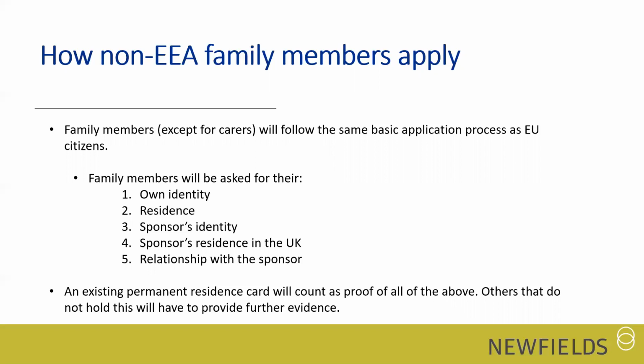Those with a permanent residence card will be able to meet all of those 5 criteria just through evidencing the permanent residence card, in a similar way to how an EU national would be able to verify their residency just via a permanent residence card. The non-EEA family member will be able to do the same, as well as evidencing the sponsor's identity and the relationship.